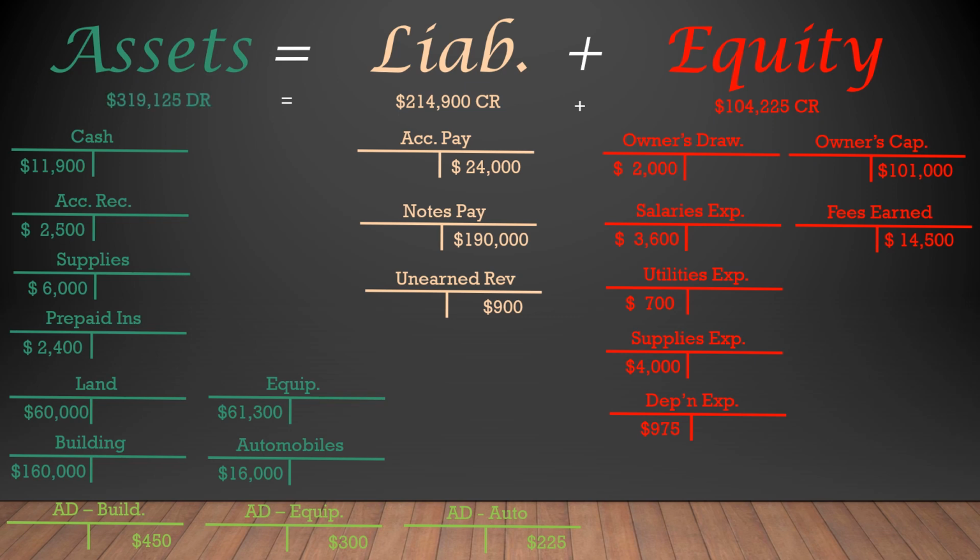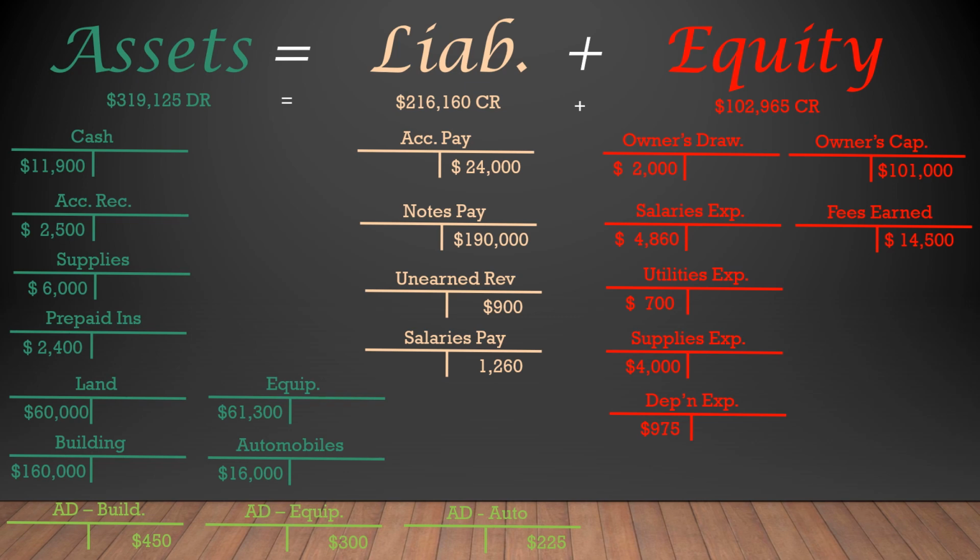Next, we have our salaries expense. So the debit balance in salaries expense increases to $4,860, and we add another liability account with a credit balance of $1,260.